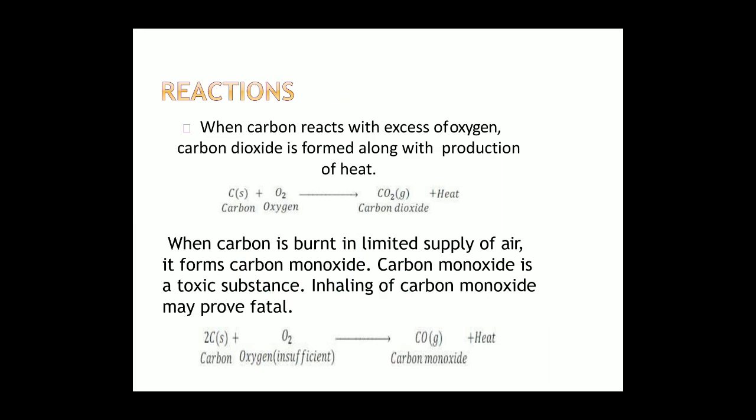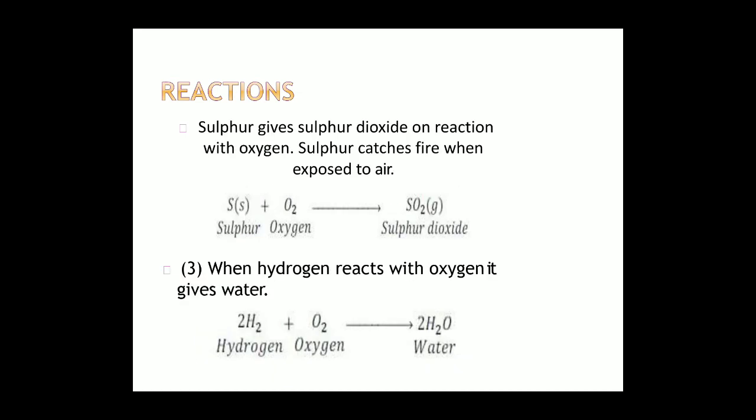When carbon reacts with excess oxygen, carbon dioxide is formed along with heat production. Heat is evolved there. When carbon is burned in a limited supply of air, it forms carbon monoxide. It's a dangerous gas. Carbon monoxide is a toxic substance. Inhaling carbon monoxide may prove fatal. A person breathing in a half-burnt fuel environment gets nausea and irritation in breathing. That is because of the carbon monoxide.